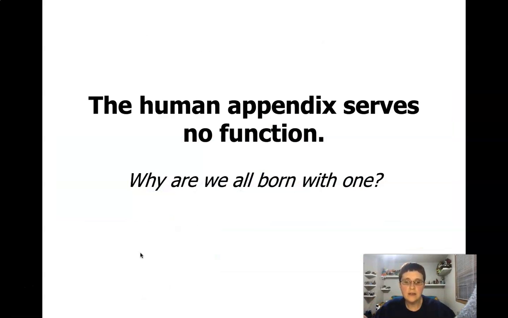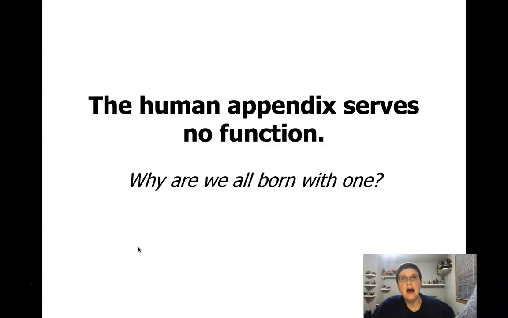All right, so let's talk then about some structures that are a little different. So the human appendix serves no function. Why are we all born with one? We all have one because we haven't gotten rid of the directions for making one, right? We don't use it anymore, but our ancestors in the past used it for something and we haven't gotten rid of it. It's gotten smaller probably than it was in the past, but we still have the directions to make it.